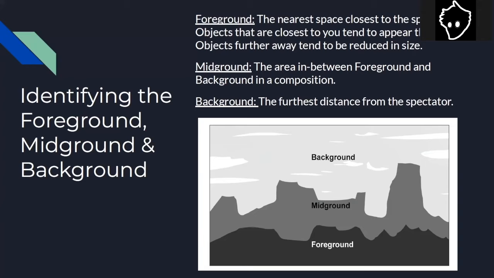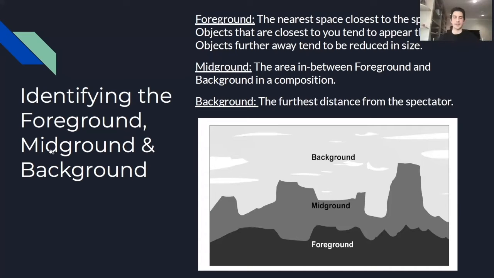Now, objects further away tend to be reduced in size. So it's obviously whatever is closest. The midground is the area in between the foreground and background in the composition, while the background is the furthest distance from the spectator, or in other words, just the background. But it's not necessarily that, because we often have to ask ourselves, what does this diagram have as a commonality for us to really understand? What does it have that every other thing we come to know about perspective has? Alan, would you like to answer that?